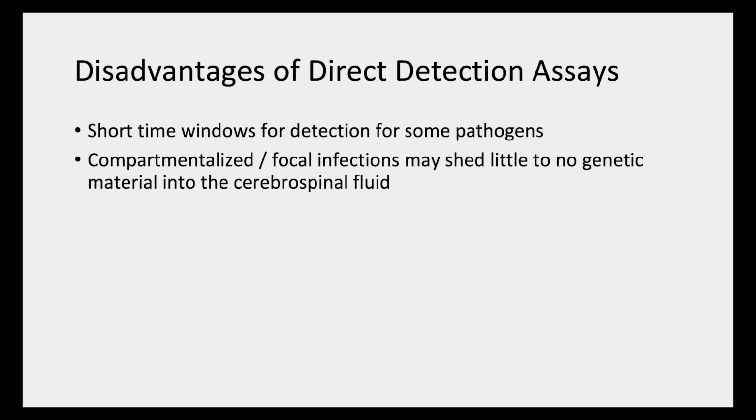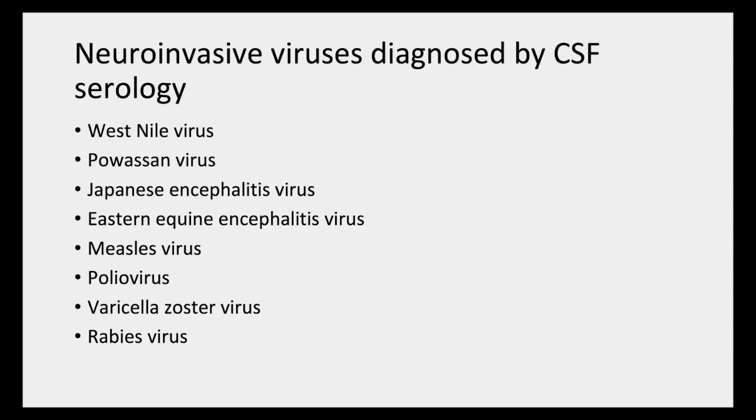And as I mentioned too, sometimes these infections are compartmentalized. So a patient may develop an abscess and they may not be leaking much of the microbe into the spinal fluid. And so you can miss an infection by only testing spinal fluid. And so there's a number of viruses that can cause encephalitis that we actually don't typically diagnose with direct detection testing. Those include West Nile virus and a number of other rare viruses, but even common ones that we think about, like rabies or the chickenpox virus, varicella zoster. Those are diagnosed typically by antibody testing.